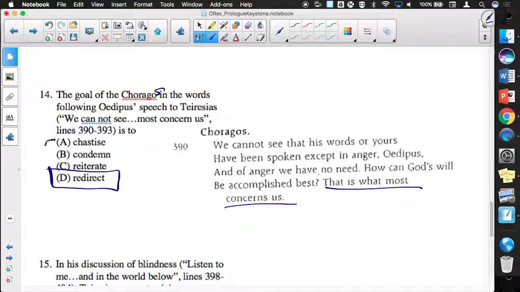Chastise and condemn are going to be very similar, where you're being overly critical. Reiterate would be to repeat, to restate. Redirect, let's change course.